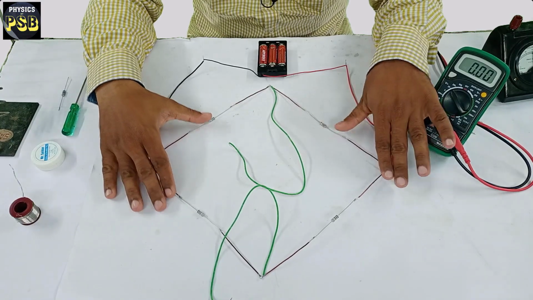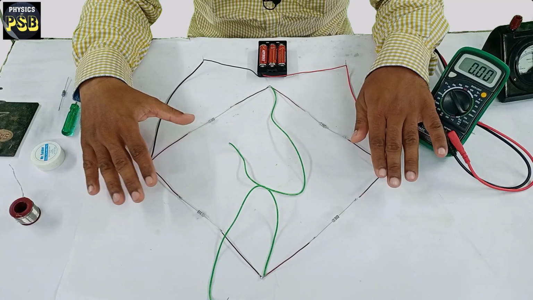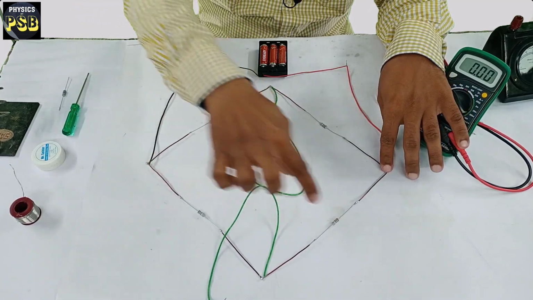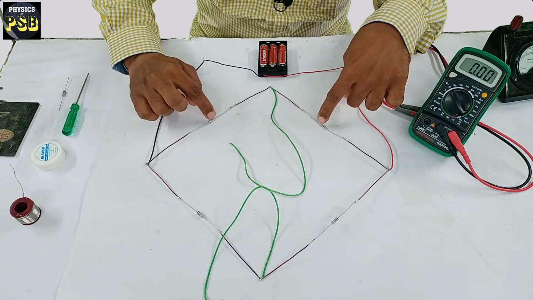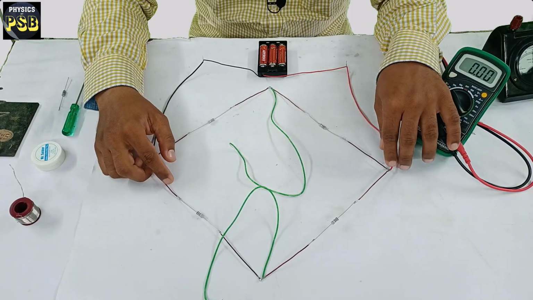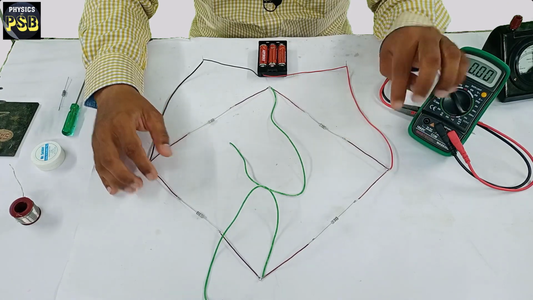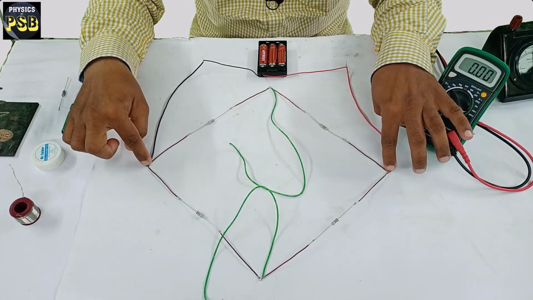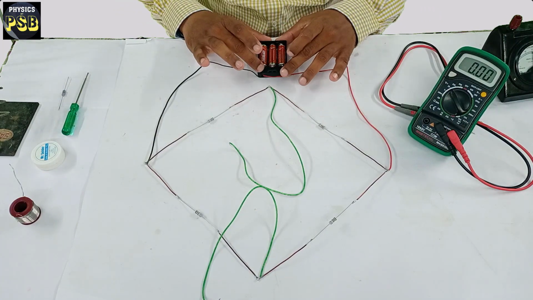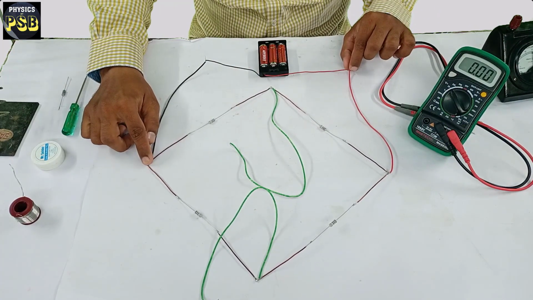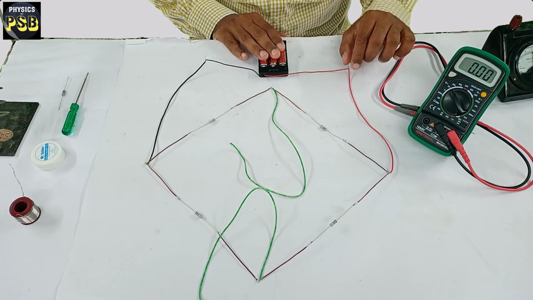The circuit that you see here is nothing but Wheatstone's Bridge. To make this, I have used 4 resistors, each one of them of 1 kilo ohm resistance. These 2 junctions are connected to a battery. This is the positive terminal and this is the negative terminal of the battery.